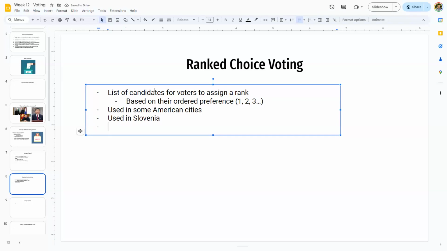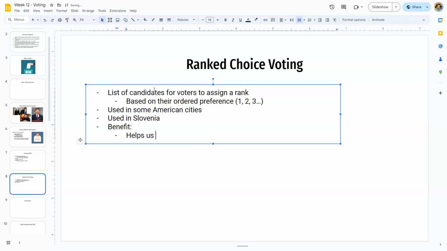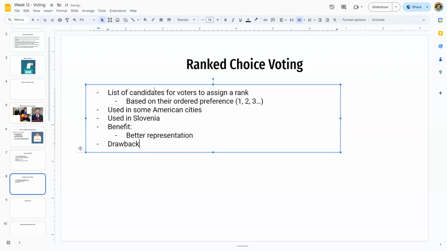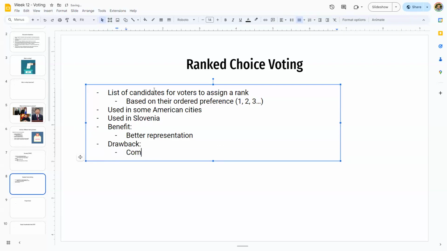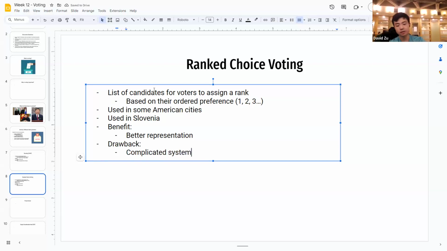A pro of it is that people get to see who has the strongest support, so people can see how much people want one specific person in office. But a con of it is that it's really complicated and hard to implement, and there's just a lot of complications in putting it in place. Okay, it's a complicated system.